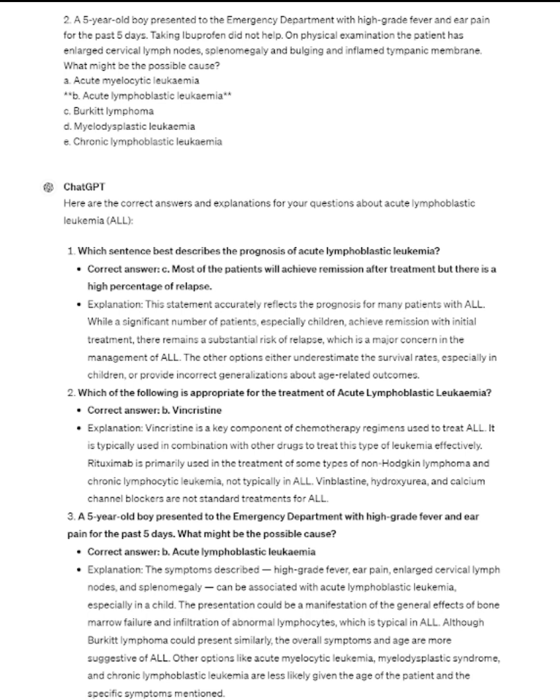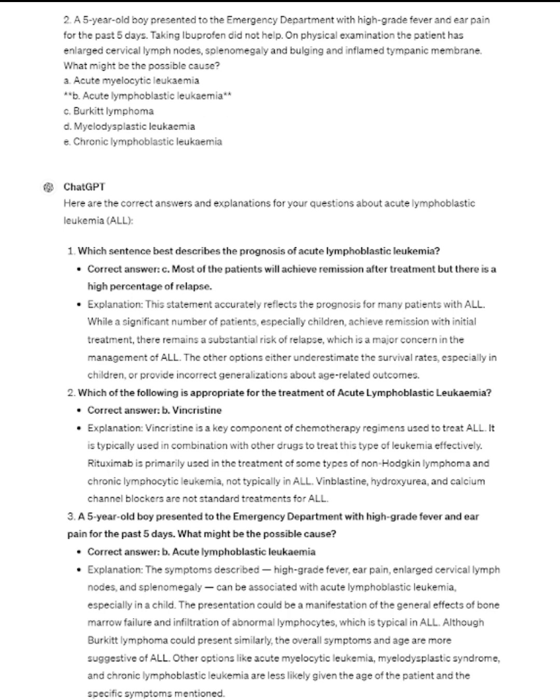2. Which of the following is appropriate for the treatment of acute lymphoblastic leukemia? Correct answer, B. Vincristine. Explanation. Vincristine is a key component of chemotherapy regimens used to treat ALL. It is typically used in combination with other drugs to treat this type of leukemia effectively. Rituximab is primarily used in the treatment of some types of non-Hodgkin lymphoma and chronic lymphocytic leukemia, not typically in ALL. Vinblastine, hydroxyurea, and calcium channel blockers are not standard treatments for ALL.